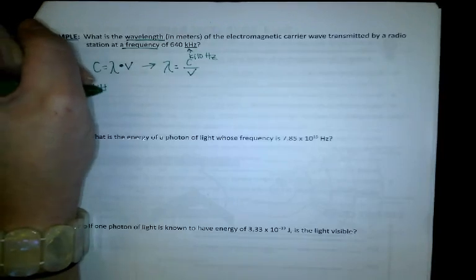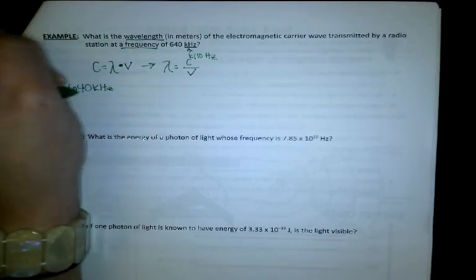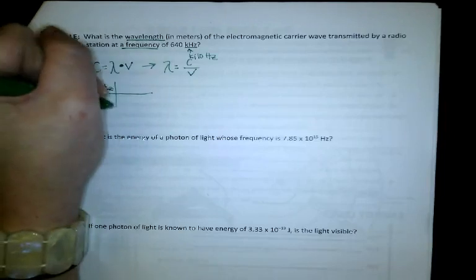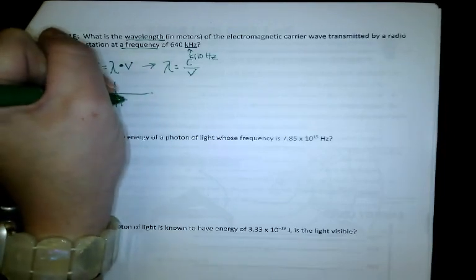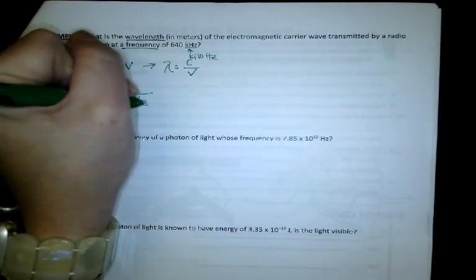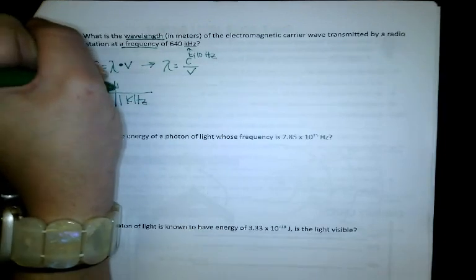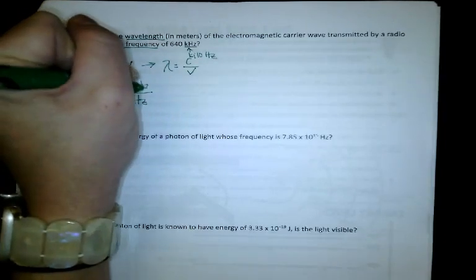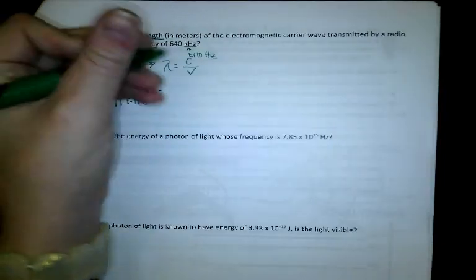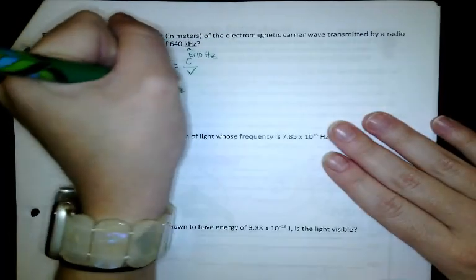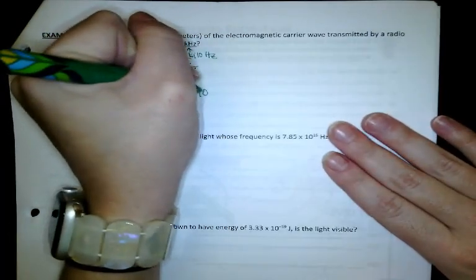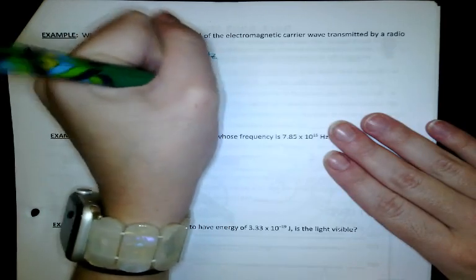Okay, 1 kilohertz is going to be 1,000 hertz. Okay, and so we get it's actually 6.40 times 10 to the 5th hertz. Okay, so we have to convert kilohertz to hertz before we can plug it into our equation.